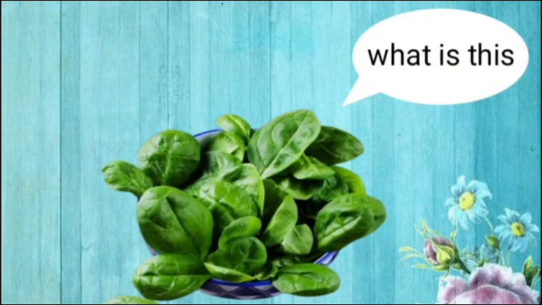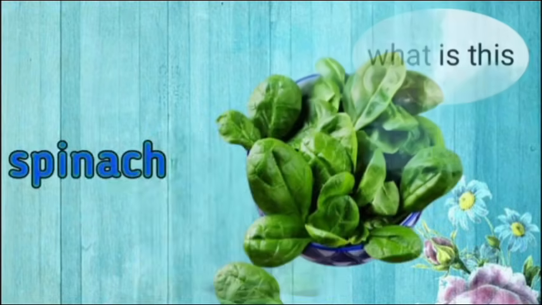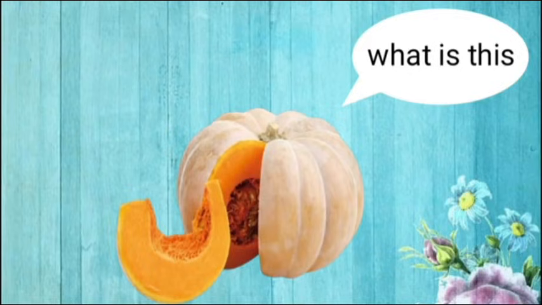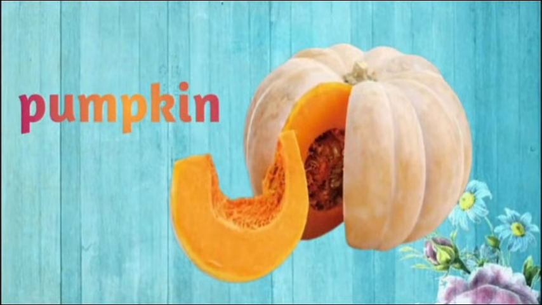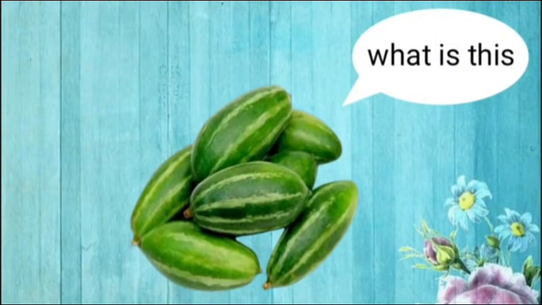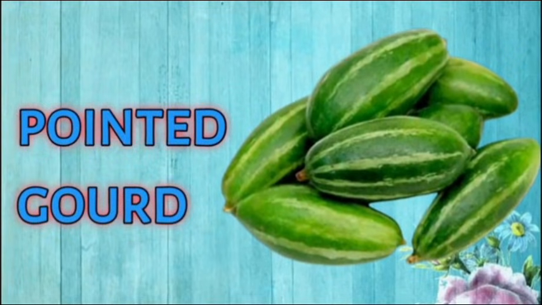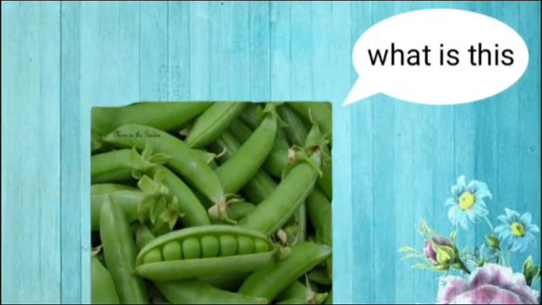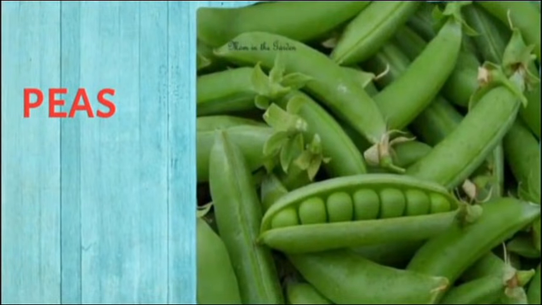What is this? This is a spinach. What is this? This is a pumpkin. What is this? This is a pointed gourd. What is this? This is a peas.